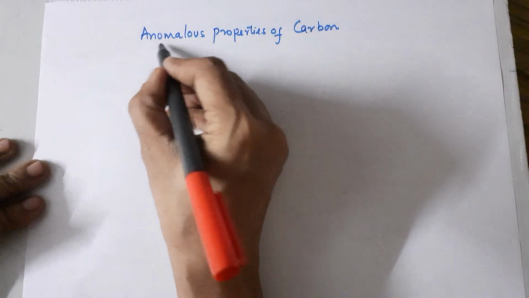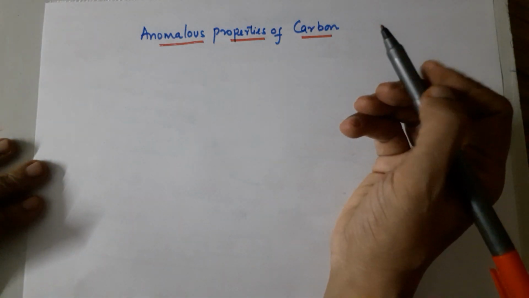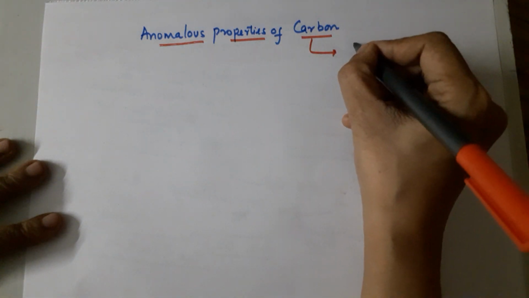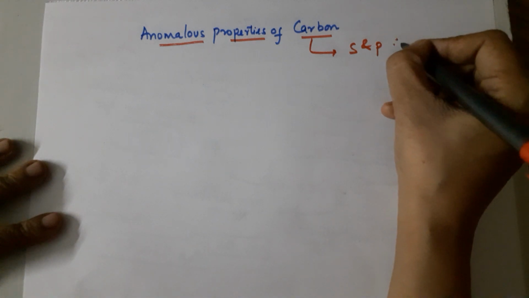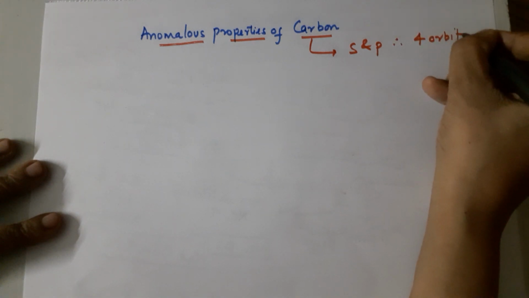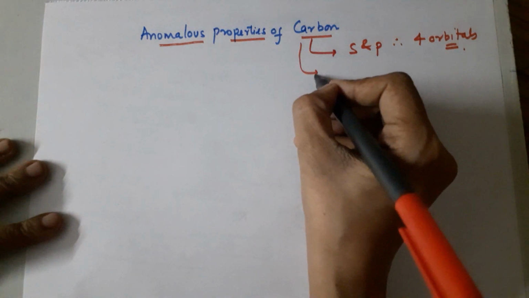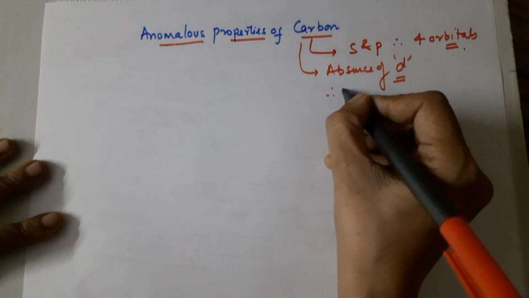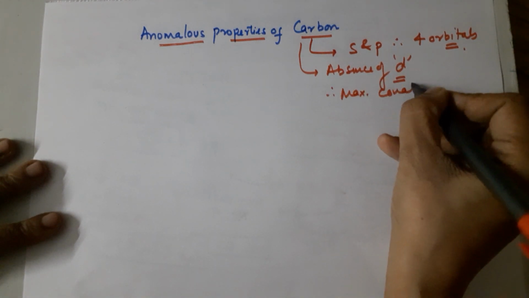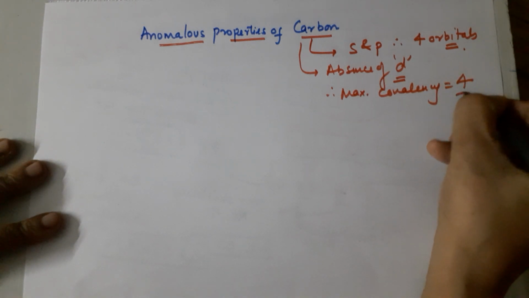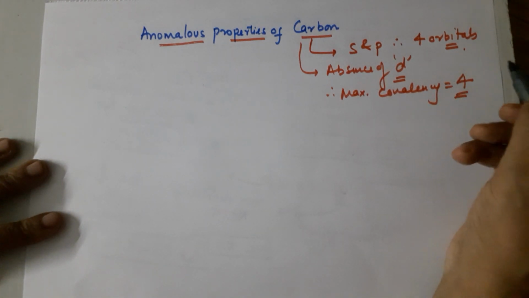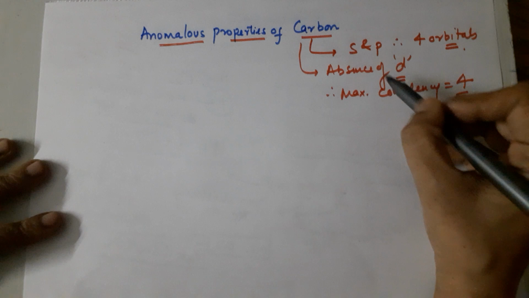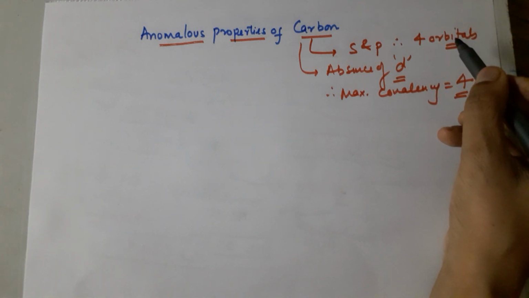Moving on to the anomalous properties of carbon. The first member of every group has anomalous properties. When we talk about carbon, the first important property is that it has only the s and the p subshell. Therefore, there are only 4 orbitals in the outermost shell. Hence, there is also an absence of the d subshell. Therefore, maximum covalency is equal to 4. Carbon can never form compounds beyond 4. That is, it can only form 4 bonds. Hence, no compounds with more than 4 bonds are observed in case of carbon.